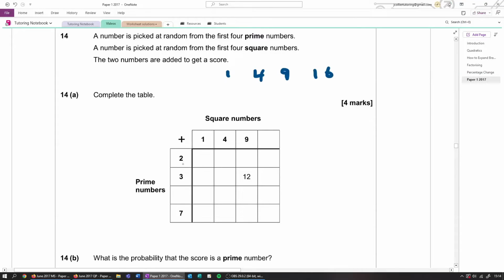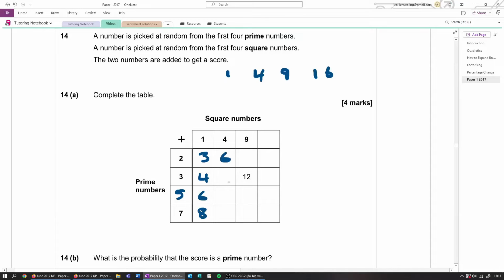Now prime numbers, okay, we know it has to be between 3 and 7. 4's not prime because it's divisible by 2. 6 not prime because it's divisible by 3 and by 2. However, 5 is only divisible by 1 and itself, so it is prime. And then it says the 2 numbers are added to get a score. 1 plus 2 is 3, 1 plus 3 is 4, 1 plus 5 is 6, 1 plus 7 is 8.